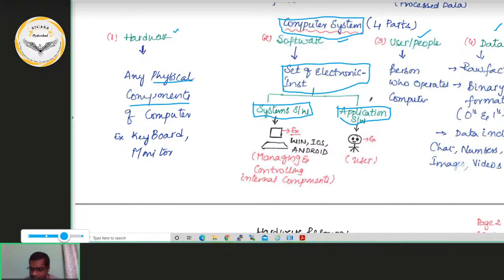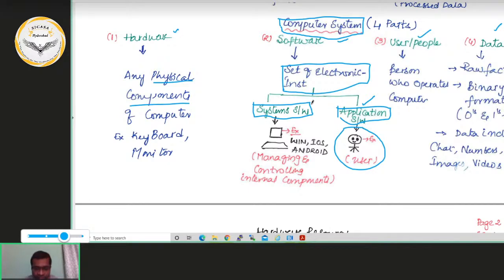The second type of software is application software. Now, who will use this application software? This application software will be used by the user. That type of software is called application software. So what do you mean by software? Software consists of a set of electronic instructions. How many types of software do we have? We have two types. First is system software. Second is application software.